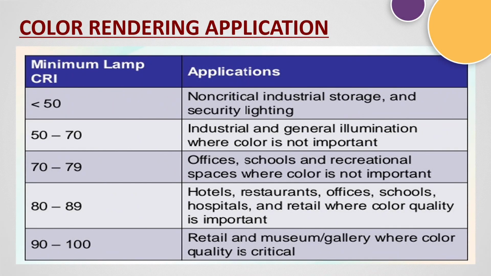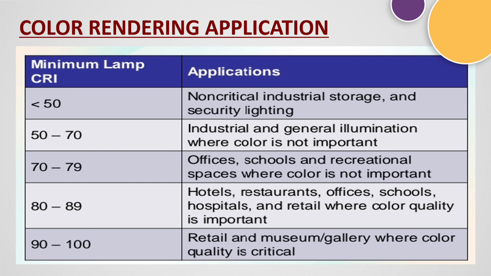Color rendering application. This table explains the relationship between the CRI of a lamp and its suitable applications. Less than 50: non-critical industrial storage and security lighting. These applications don't require accurate color rendering, so a low CRI is acceptable. Next is 50 to 70: industrial and general illumination where color is not important. So again, accurate color rendering is not crucial in these settings.